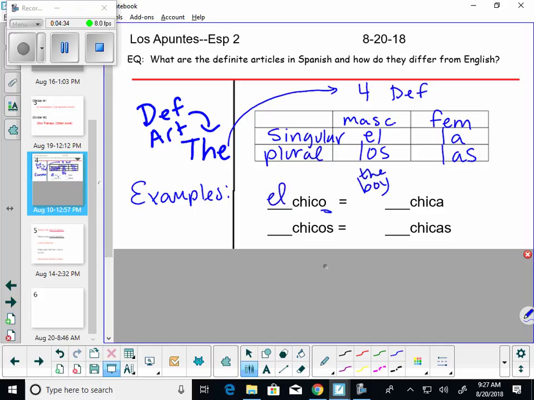Now, chica for the girl, which one goes in front of that one? La chica. Yay, you guys learned some stuff last year. That makes me happy. La chica. Once again, we saw that it was singular, which meant I got to pick between El and La. And we see it ends in an A, which means it's feminine generally. There are some exceptions. So I picked La.